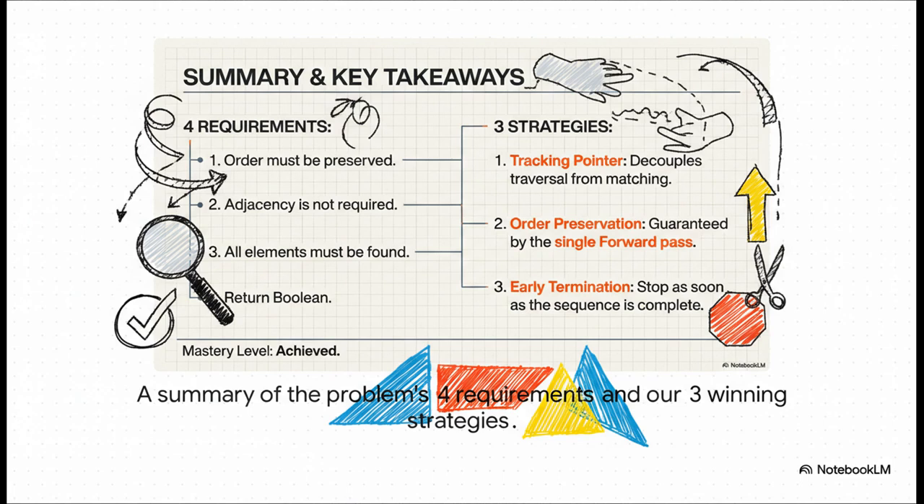So let's wrap it all up with a quick summary. The four big requirements of the problem: order must be preserved, the numbers don't have to be next to each other, we have to find all of them, and we just need to return a simple true or false. And our three winning strategies to get there? The tracking pointer, preserving order with a single forward pass, and stopping early as soon as we've found everything.